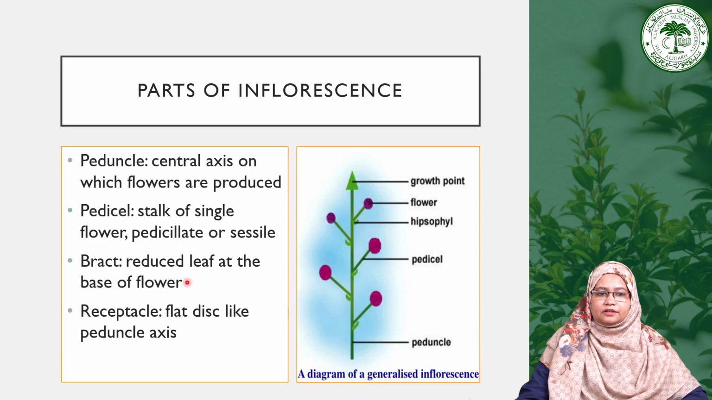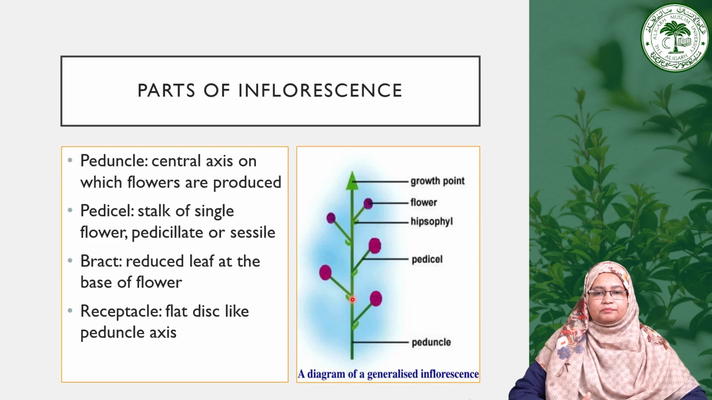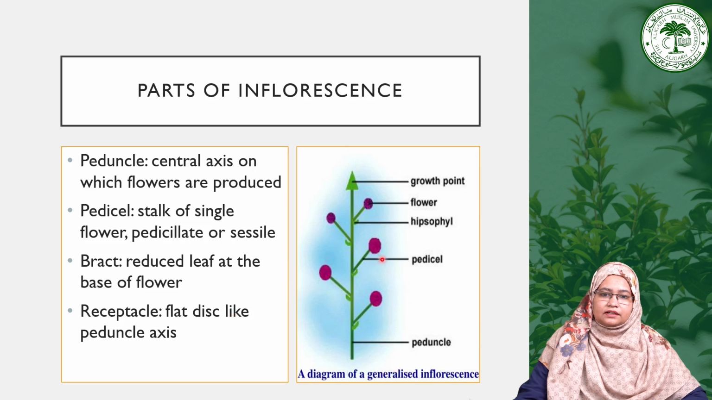Then bract. This is a reduced leaf at the base of the flower. When bract is present, then the flower is called bracteate. If bract is absent, then the flower is called ebracteate. Then receptacle, that is the flat disc-like structure on which flower parts are arranged, that is also called thalamus. So these are the parts of the inflorescence.